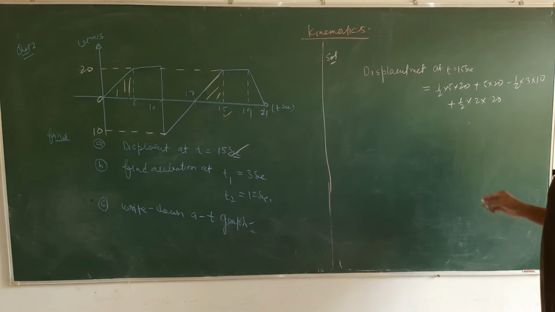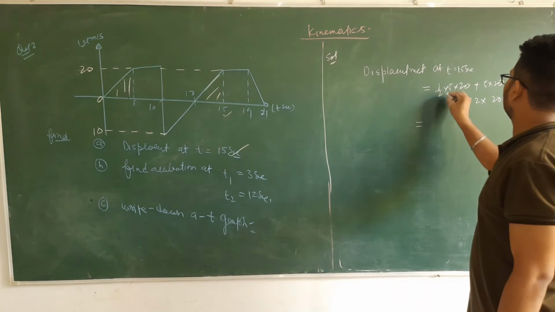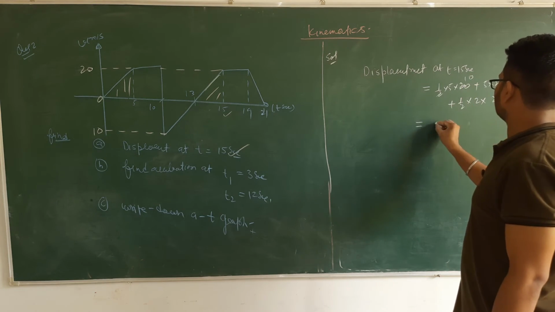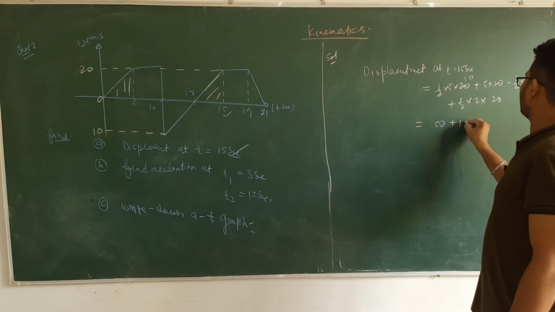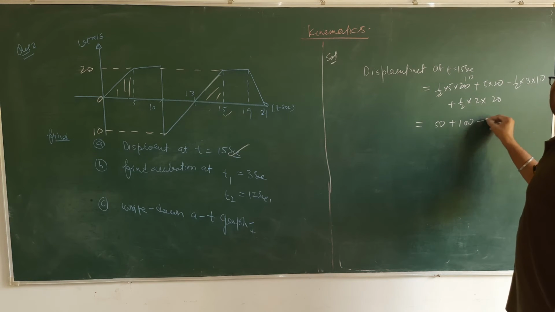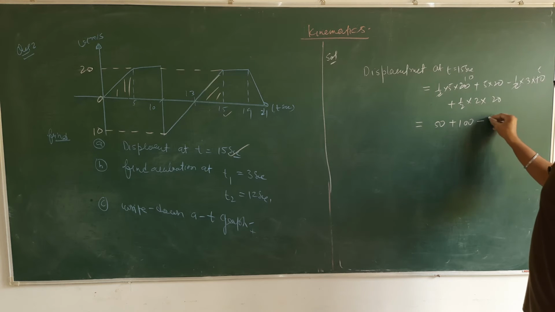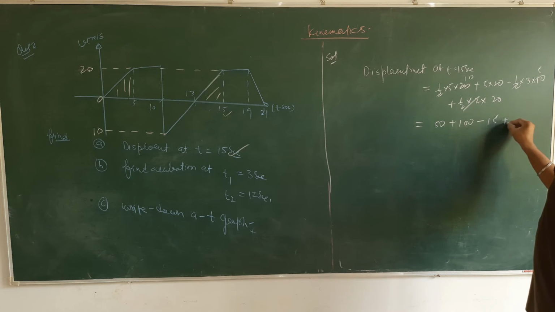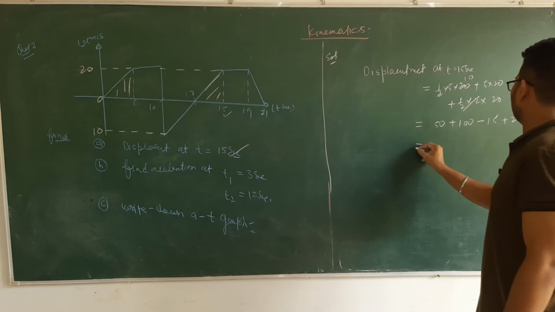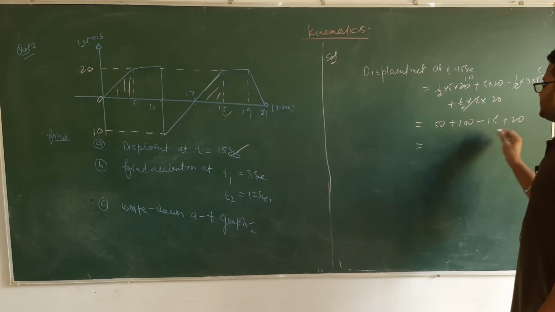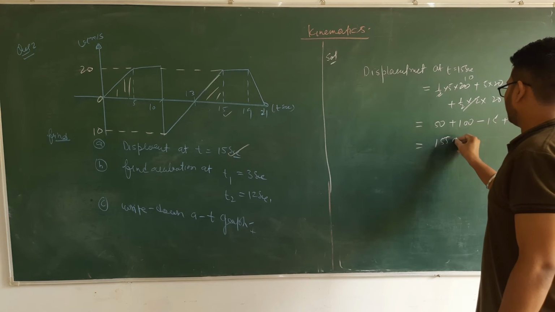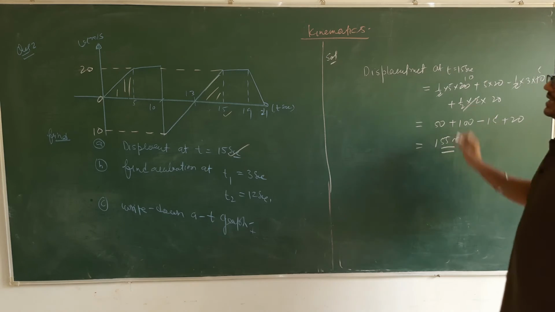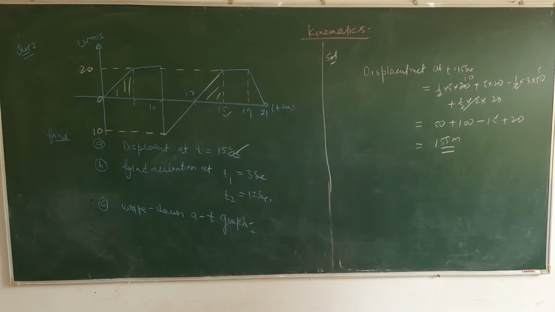So what is this calculation? This is 50, this is 100, this one is minus 15, and this one is plus 20. The value is 150 plus 5, 155 meter. The displacement at 15 seconds will be 155 meter.